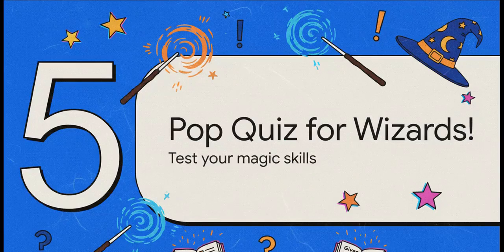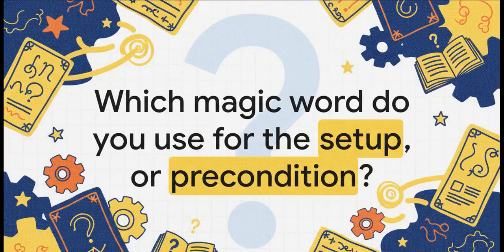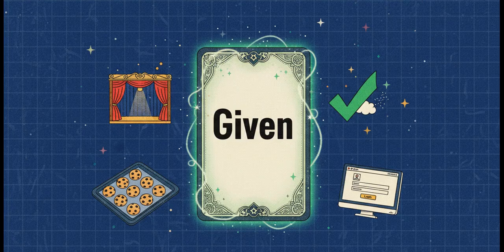Yes. Okay, everyone, it's time for a pop quiz for wizards. Let's see how well you remember your new magic spell ingredients. Don't worry, it's going to be fun. Okay, question number 1. Which of our 3 magic words do you use to set everything up to get the scene ready before the action happens? What could it be? It's given. You got it, of course. Given always sets the scene. You are so smart. High five.